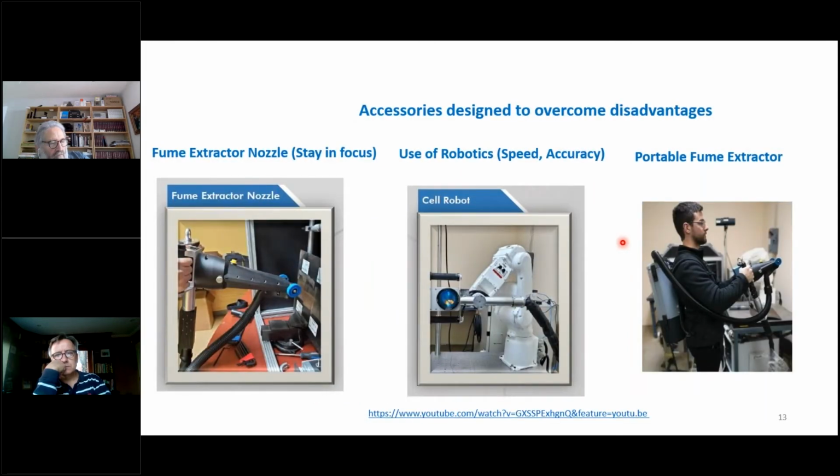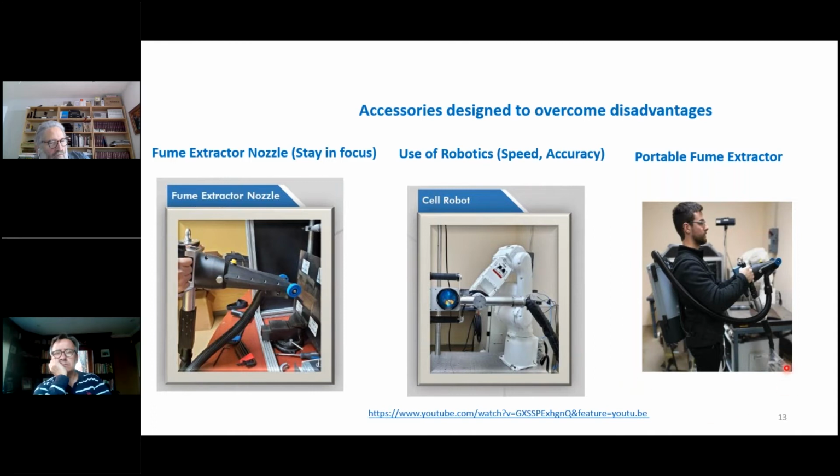So in order to address these disadvantages, we have designed certain accessories that would make life easier. For example, here we have the fume extractor nozzle. You can see there are wheels on one end, and then there's an opening on the other end where you can put your laser head inside. And there's also this vacuum tube that could be attached. So once you roll the wheel on a surface, this would keep the laser cleaner at the focal distance. So you don't have to worry about maintaining the focal distance, and you can start cleaning.